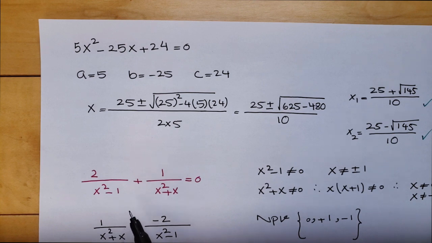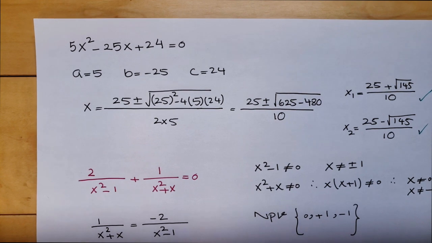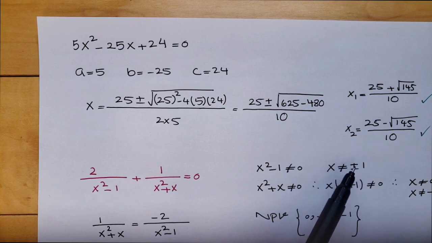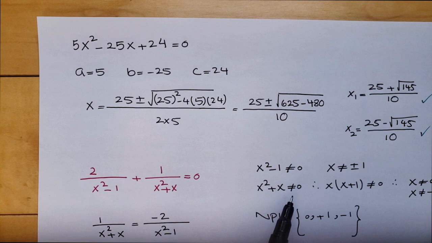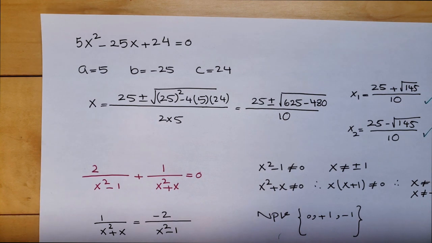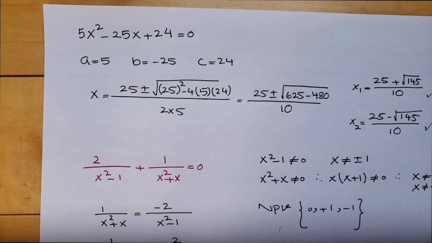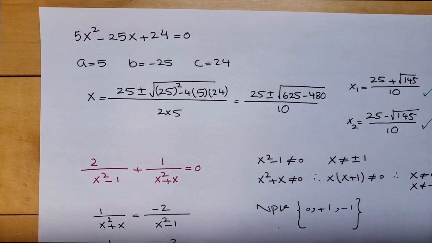So I have two fractions added together equal to 0. I start by defining NPV, so x squared minus 1 should not be 0. Then x cannot be positive and negative 1. On the other side, x squared plus x should not be 0 either. So from here I get 0 and negative 1. So the set of restrictions would be 0, negative 1 and positive 1. Then I would start by solving the equation.